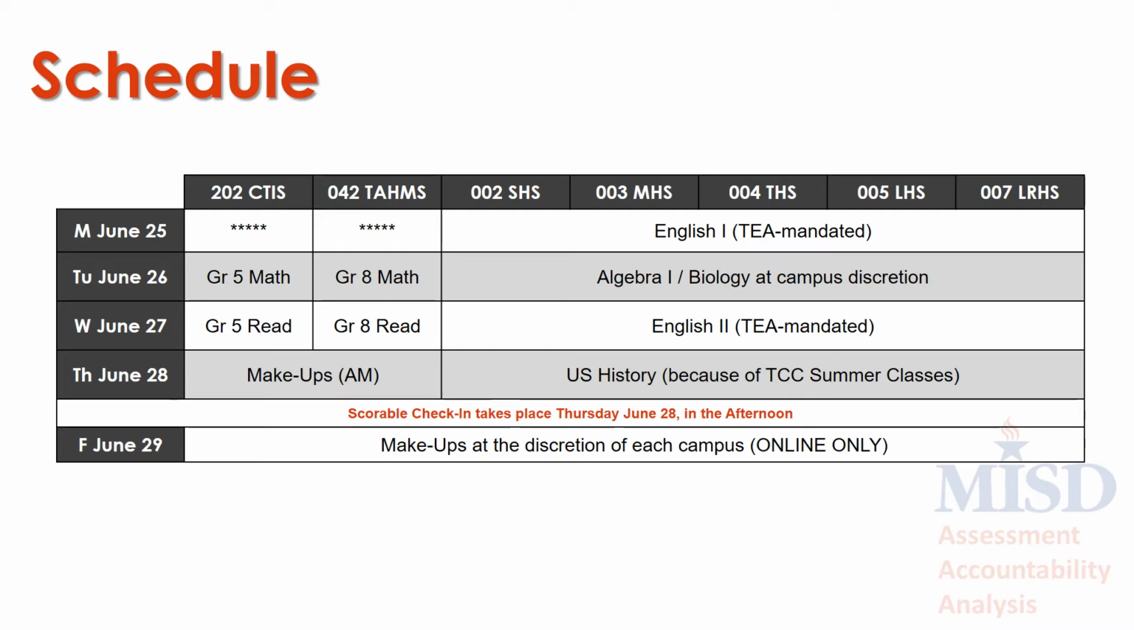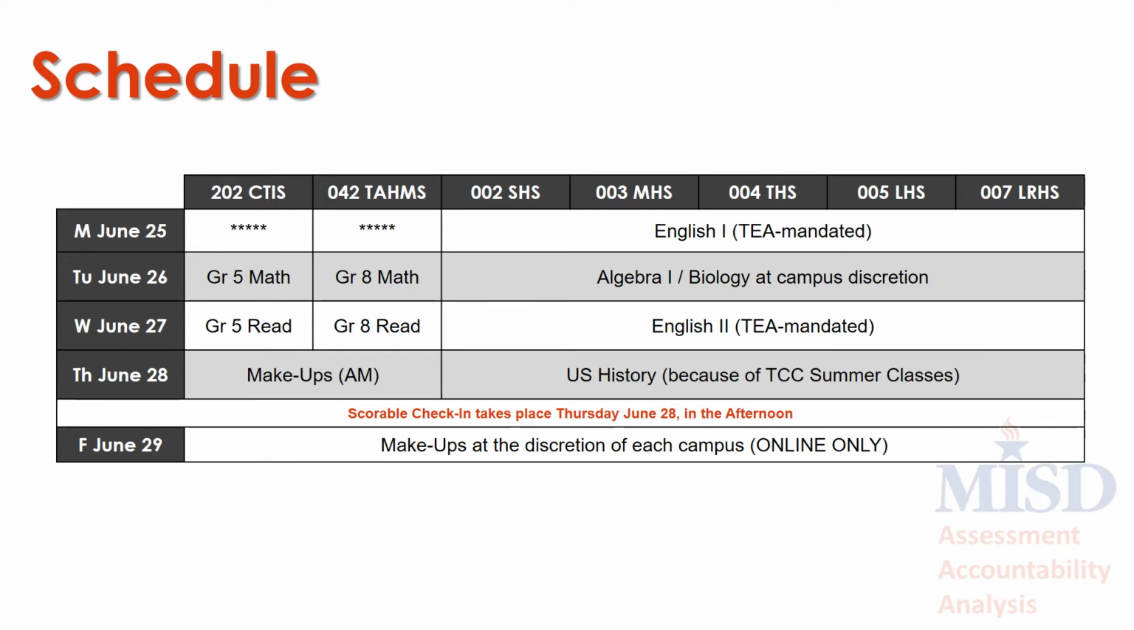On this slide, you'll see Algebra 1 and Biology listed on June 26th, but campuses may administer these tests on any date during the week of June 25th through 29th. In fact, English 2 is the only test that could not be administered the entire week because its TEA appointed administration date is June 27th.